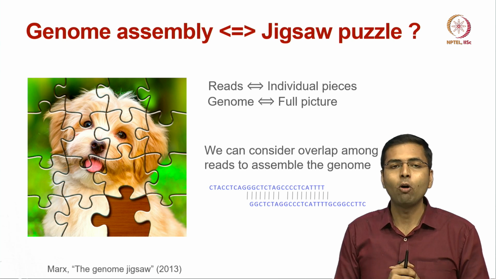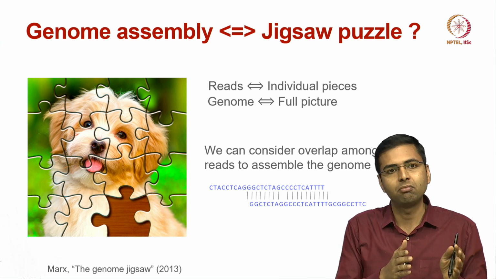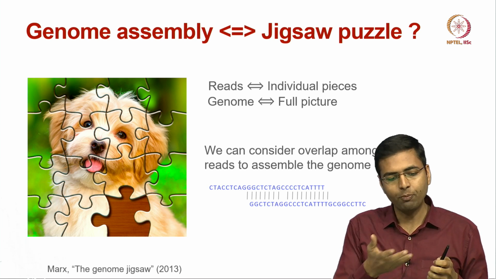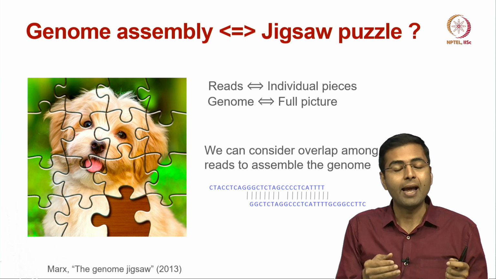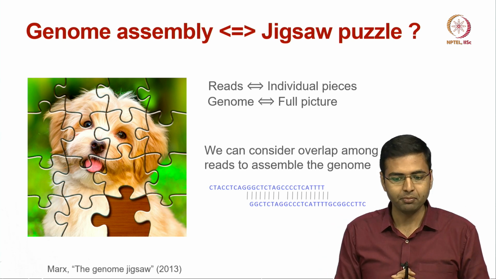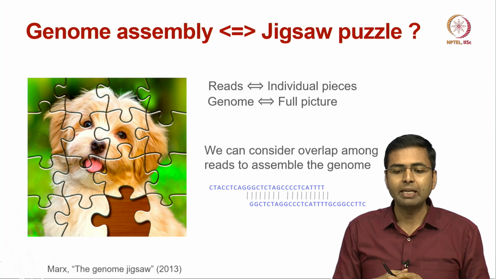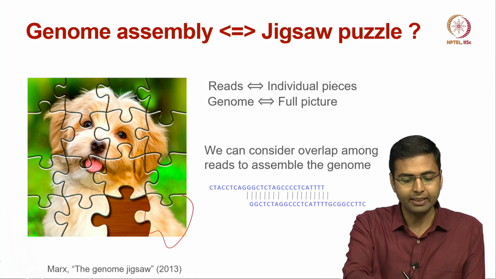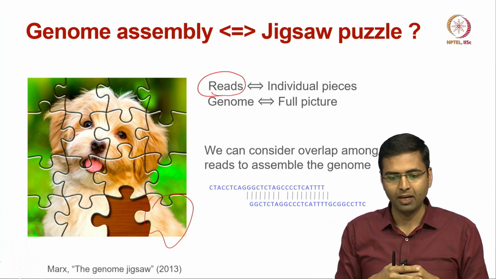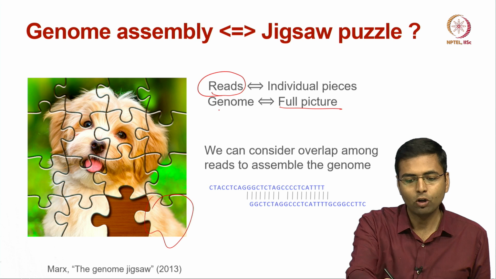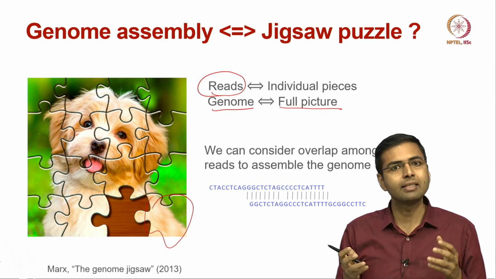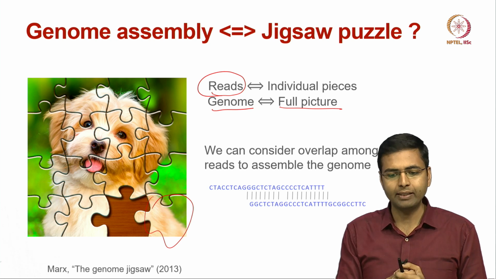Commonly we also draw an analogy between genome assembly and a jigsaw puzzle. Remember that in a jigsaw puzzle you have individual pieces and you have to organize them together so that you can get the final picture that you are aiming for. In the genome assembly problem, instead of individual pieces, you have the reads that you want to put together, and your full picture corresponds to the entire genome sequence. So in some sense there is an analogy between the genome assembly problem and the jigsaw puzzle.